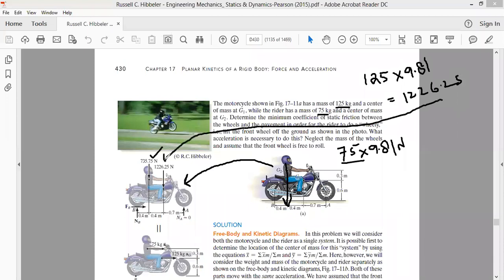So by this much force, this is the gravitational weight of the motorcycle, and it will be acting towards the center of the earth through the center of gravity of this motorcycle. Okay, so we have done it. Number three is very, very important.